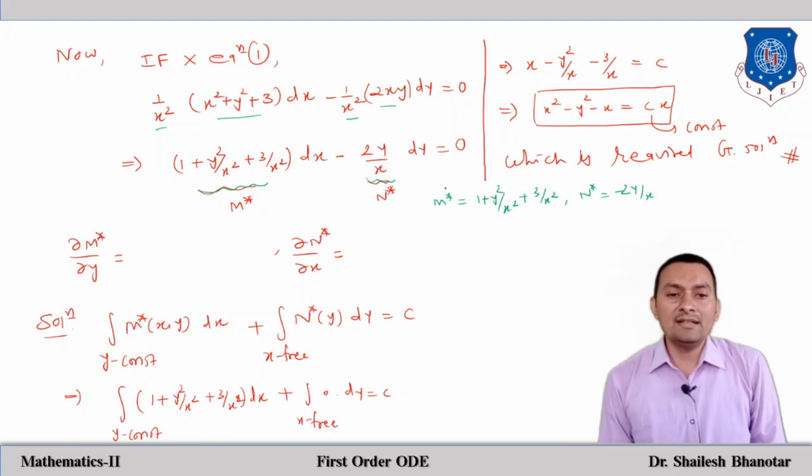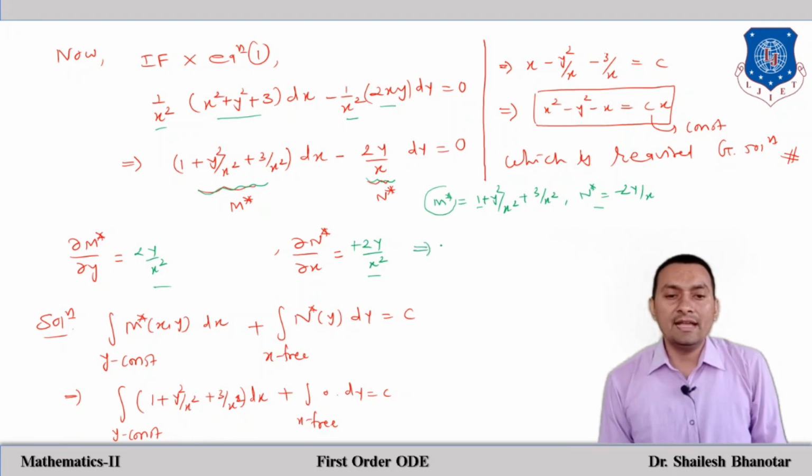So let us find the partial derivative of this function with respect to y. What will I get? This is a constant one, so it will be 0. And here I will get 2y divided by x square, and the 3 over x square term is only a function of x, so it will be constant because we are doing the partial derivative with respect to y. Therefore we get 2 times y divided by x square. And here ∂N star by ∂x, so what will it be? We are doing the partial derivative with respect to x, so the other variable will be constant: minus 2y divided by x square, but minus becomes plus. So here both answers are the same.